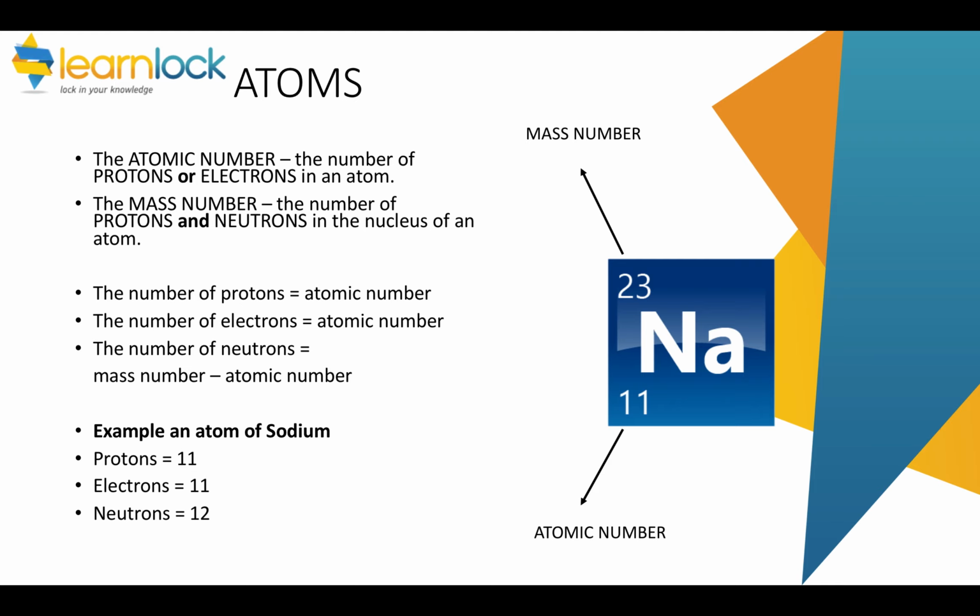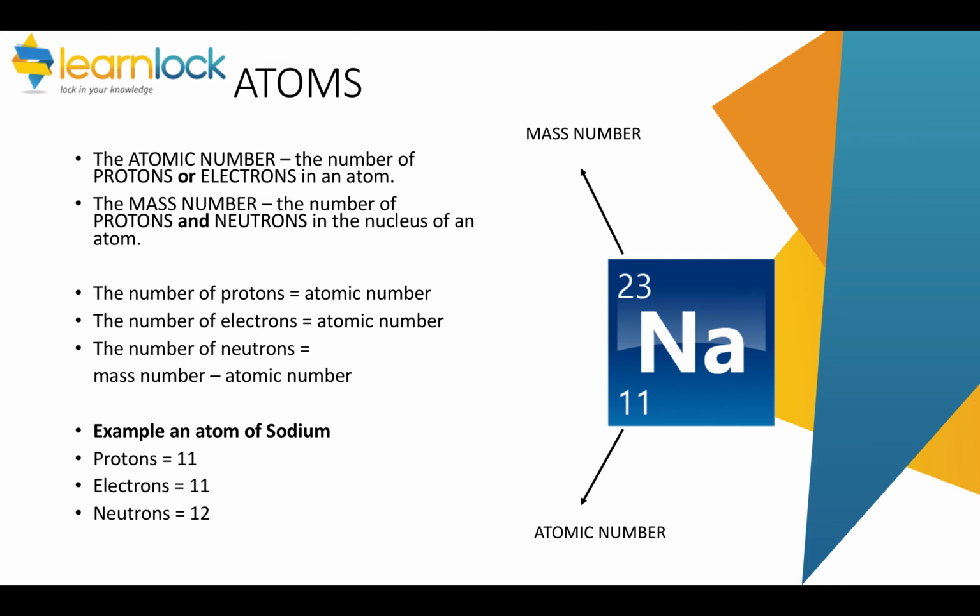In the periodic table, elements are represented with two numbers, a mass number and an atomic number. The atomic number tells you the number of protons in the nucleus or electrons in the shell. So this example here, sodium, it has 11 electrons in the shell and it has 11 protons in the nucleus. The mass number tells you the number of protons and neutrons in the nucleus, so the weight of the nucleus. And you can use this to figure out the number of neutrons.